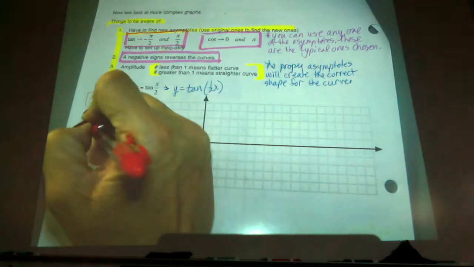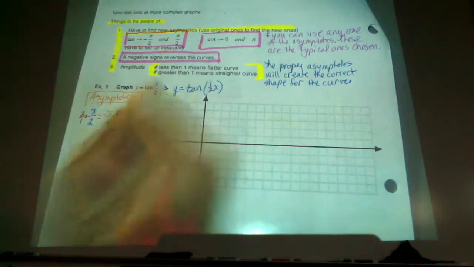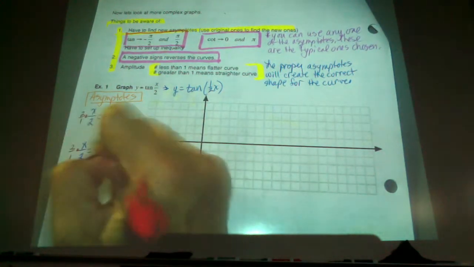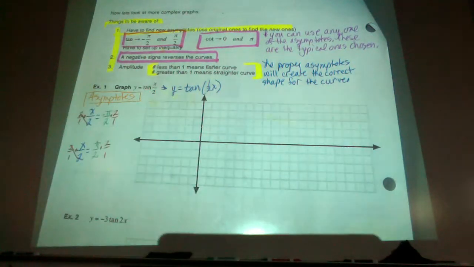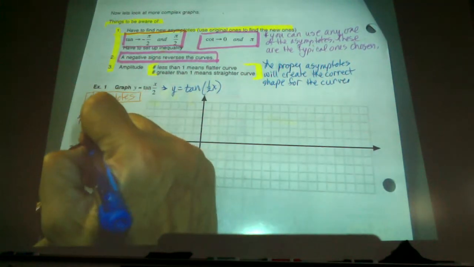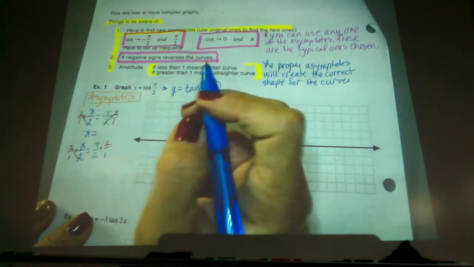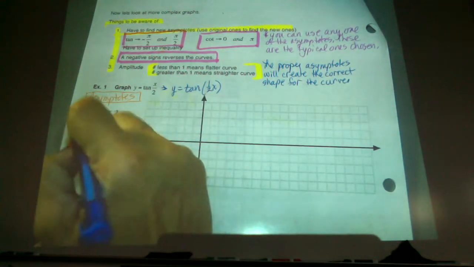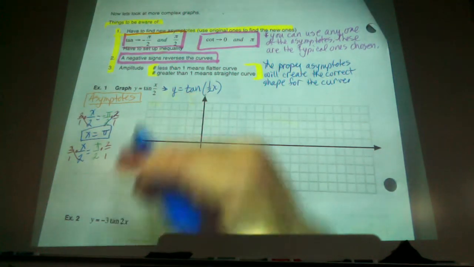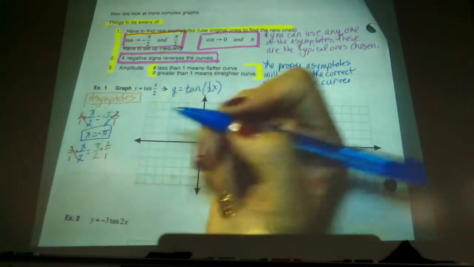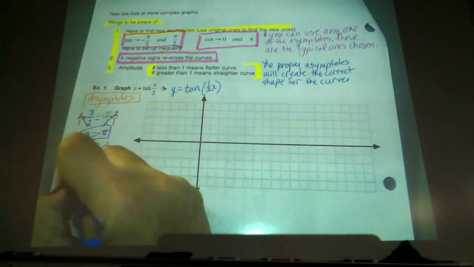So to solve for x, I'm going to multiply by 2 for both sides. So I get x equals negative pi. Forgot about my negative. And then x equals positive pi.